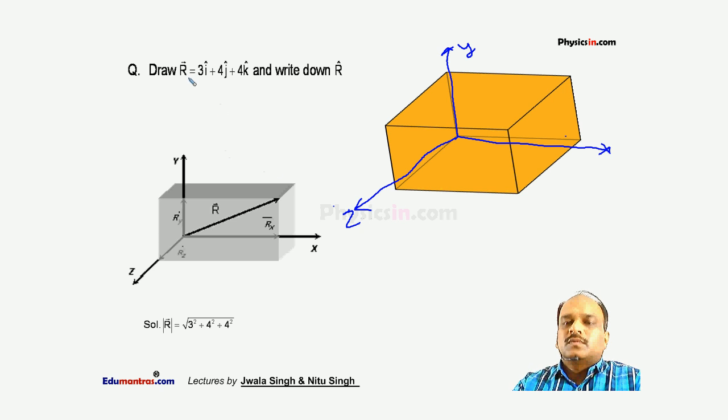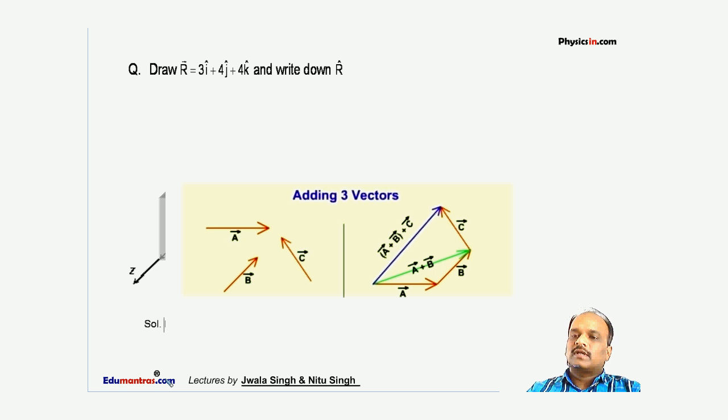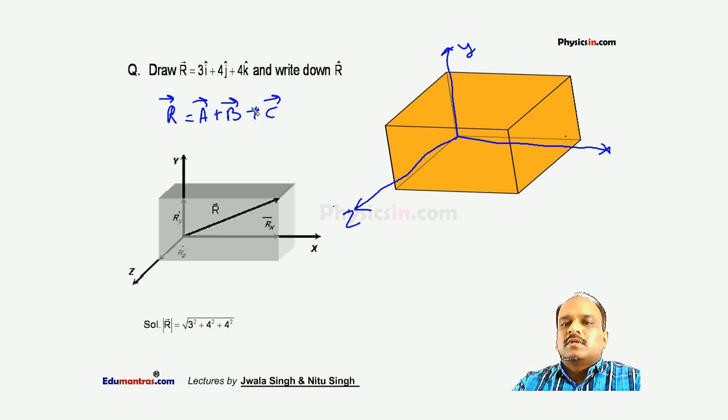Now as we know, this is equal to vector r, which is equal to vector a plus vector b plus vector c. First we bring vector a, then we will bring vector b. This is vector a plus b, which is of green color. Now this is vector c. This is called vector a plus b plus c. Here vector a is 3 i cap. So I will draw a vector which is equal to 3 i cap. So this is 3 i cap.